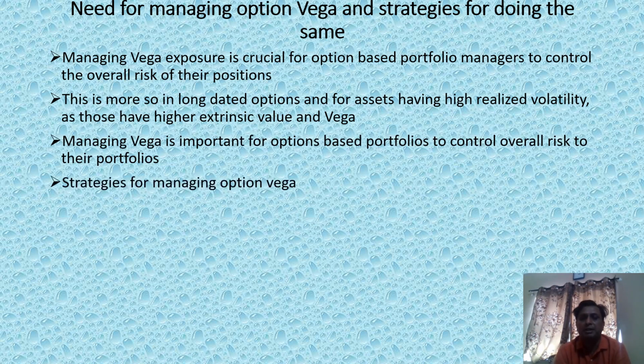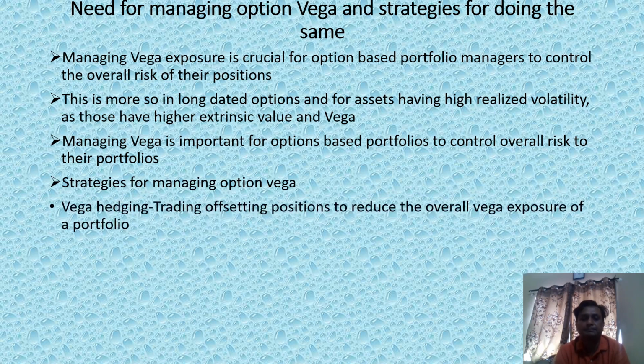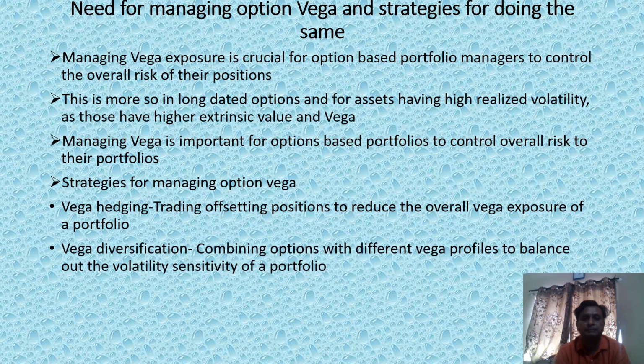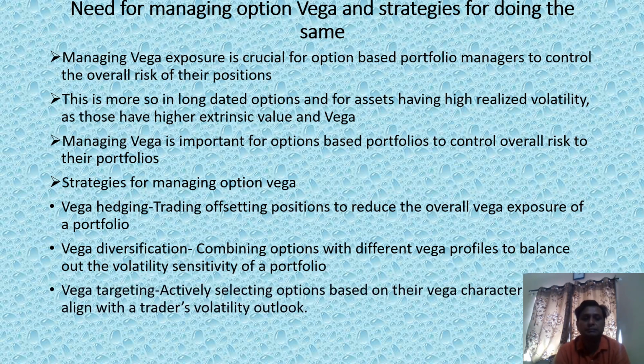Now, what are the strategies for managing option Vega? Vega hedging is trading offsetting positions to reduce the overall Vega exposure of a portfolio. Vega diversification is combining options with different Vega profiles to balance out the volatility sensitivity of a portfolio. Vega targeting is actively selecting options based on their Vega characteristics to align with a trader's volatility outlook.